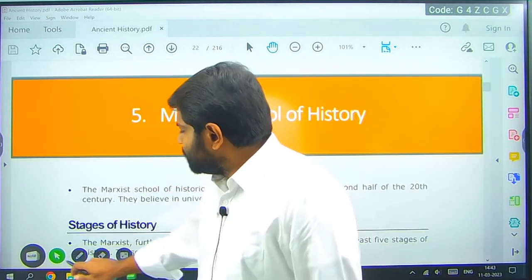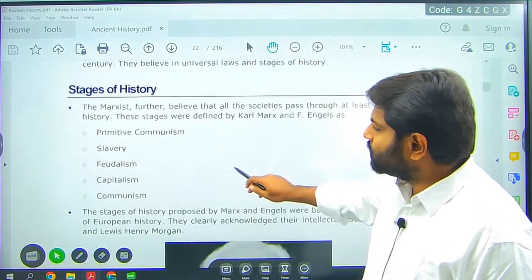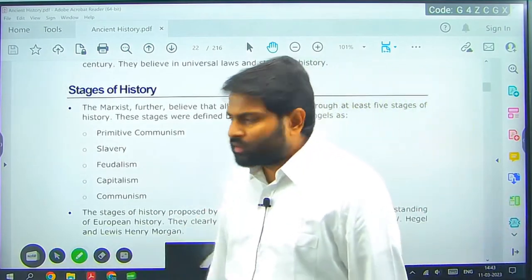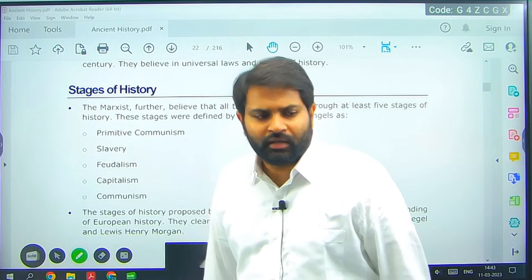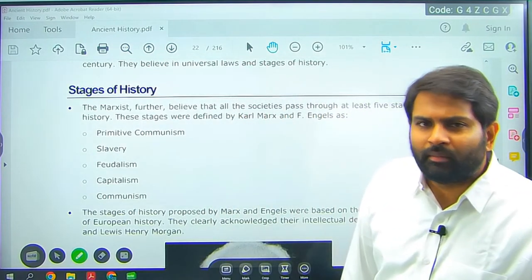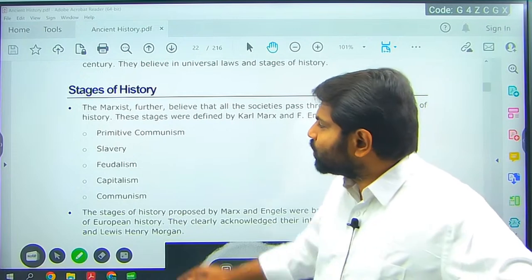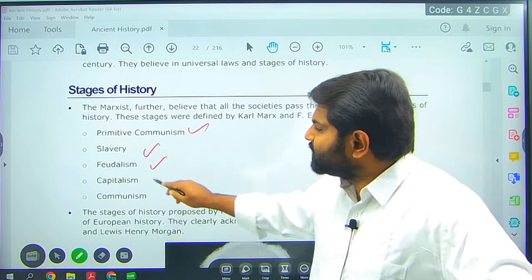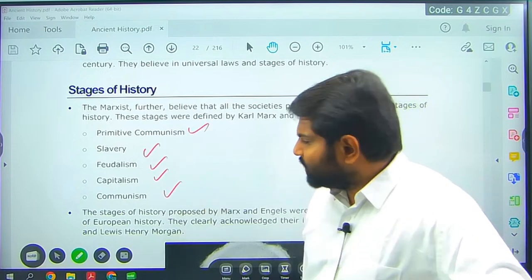So then, the Marxist view of history. Karl Marx and Hegel. They spoke about historical materialism. When they spoke about historical materialism, they were talking about primitive communism, slavery, feudalism, capitalism, communism. So this is their perception about history.